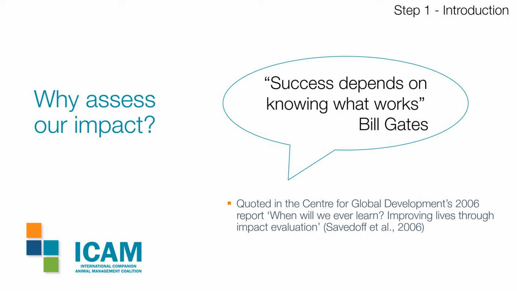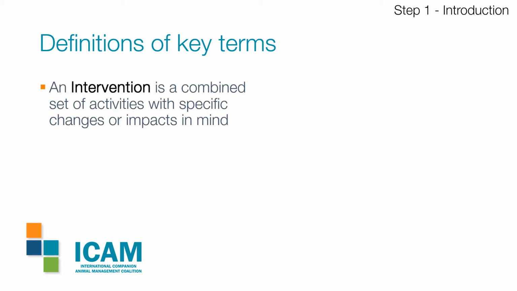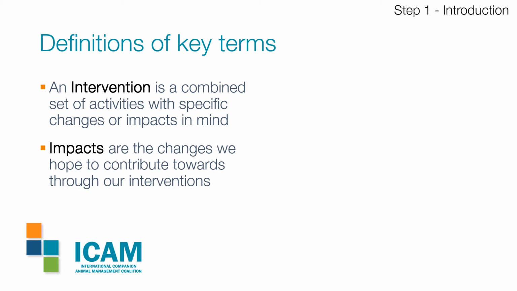In its simplest terms, success depends on knowing what works. We need M&E to test whether we are making a difference or not, so that we can build on successes and improve where and when needed. So on this slide, we're going to build up definitions of some more terms we will be using today. An intervention is a set of activities, such as sterilisation of street dogs, education programmes in schools, or campaigns targeting specific dog owner behaviours, that together are working to achieve a stated aim. You may also term this a DPM project.